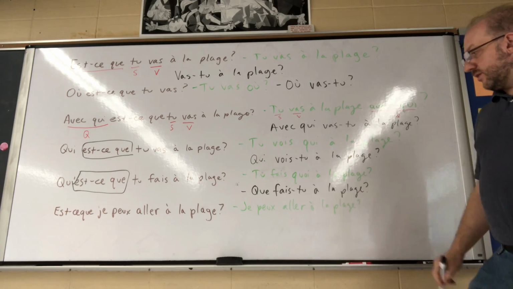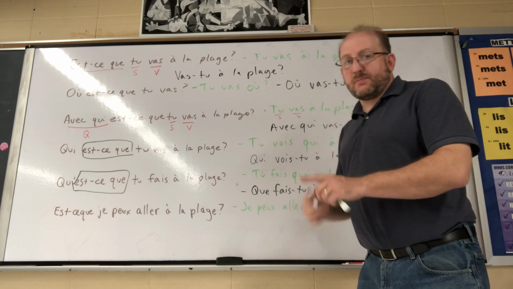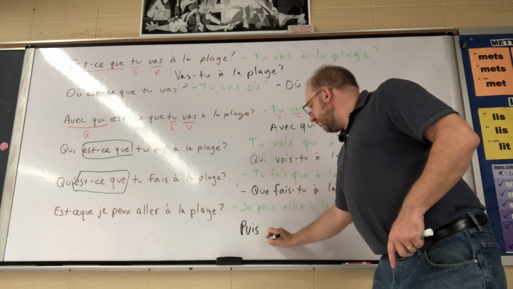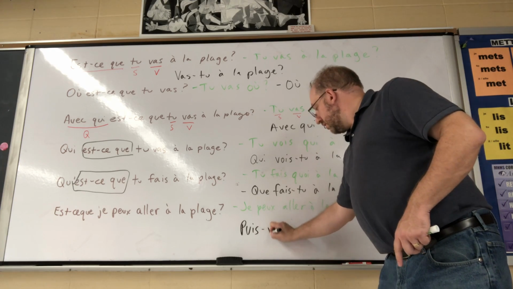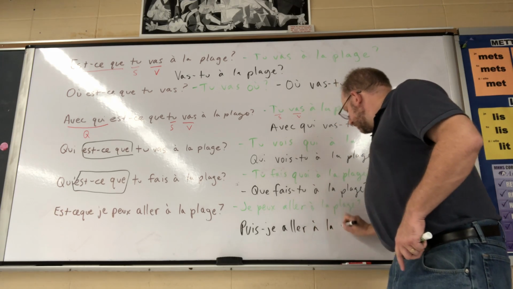When we invert, we do the following. We take out the est-ce que, we put the peux in front, but we change it to this form of the verb pouvoir. Puis. Puis-je aller à la plage?